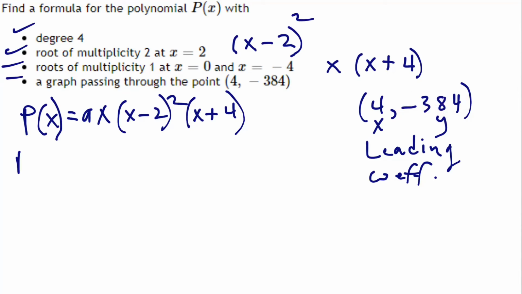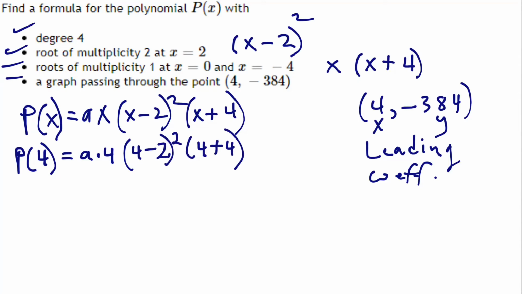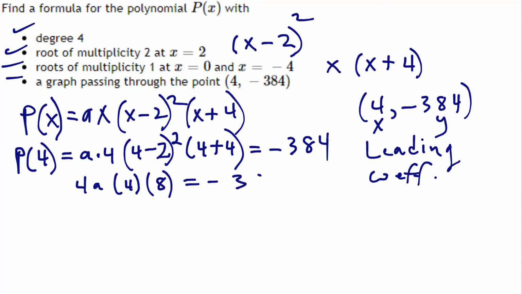So if I plug in 4 for x, everywhere you have an x, I've got a times 4 minus 2 squared times 4 plus 4, and that's going to have to come out to negative 384. All right, so let's simplify that a little. So I've got 4a, so 4 minus 2 is 2, 2 squared is 4, 4 plus 4 is 8, so that's equal to negative 384.